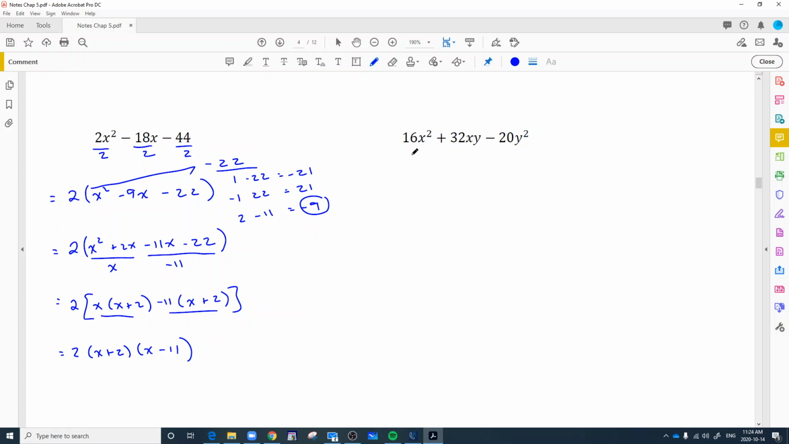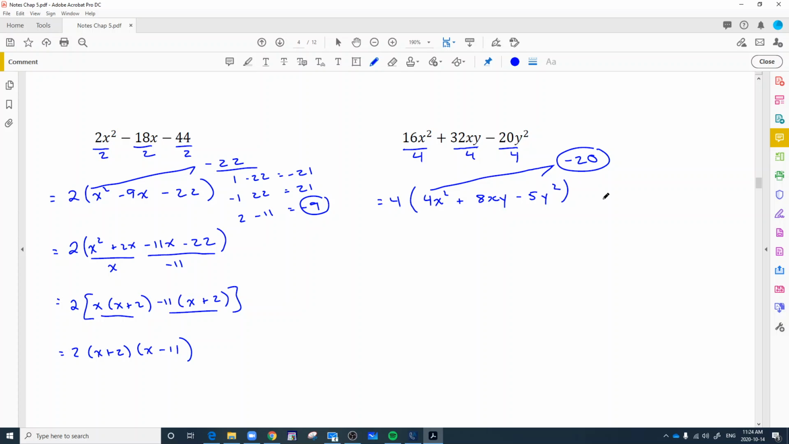All right, maybe you're ready to try one on your own. Maybe you just want to watch one more. Totally up to you. So again, the first thing I'm going to do is greatest common factor. I can take out a 4. So I'm going to write that 4 out front. I'm left with 4x squared plus 8xy minus 5y squared. So I got to pull out my target number. My target number is -20. So I'm looking for two numbers that multiply to give me -20 and add to give me 8.